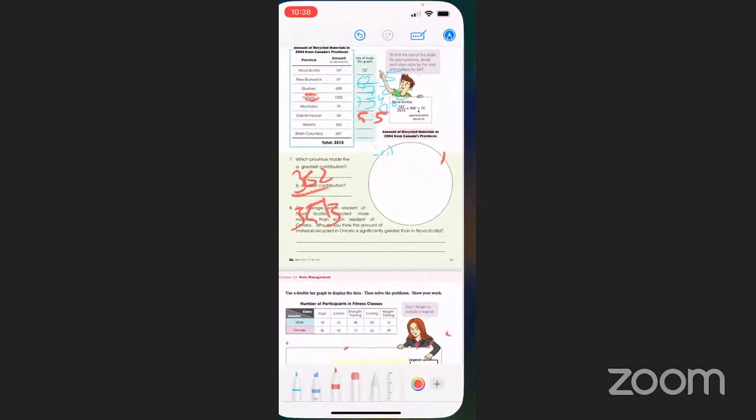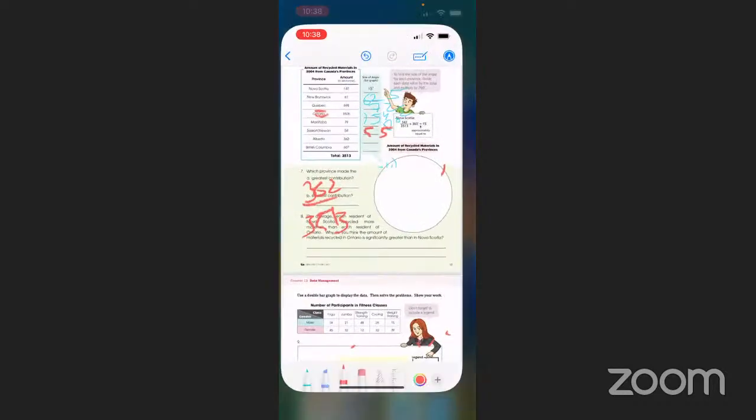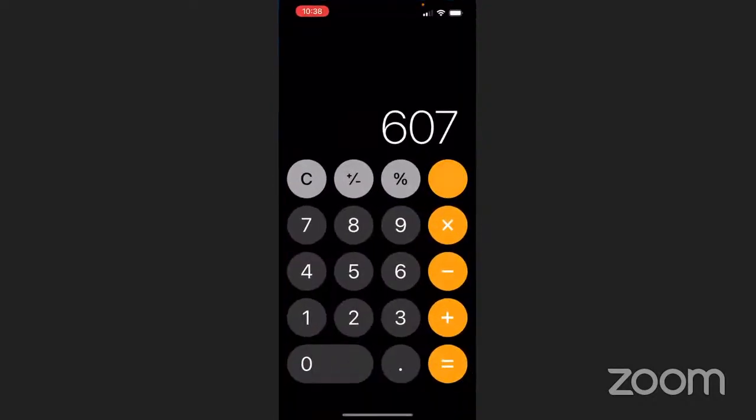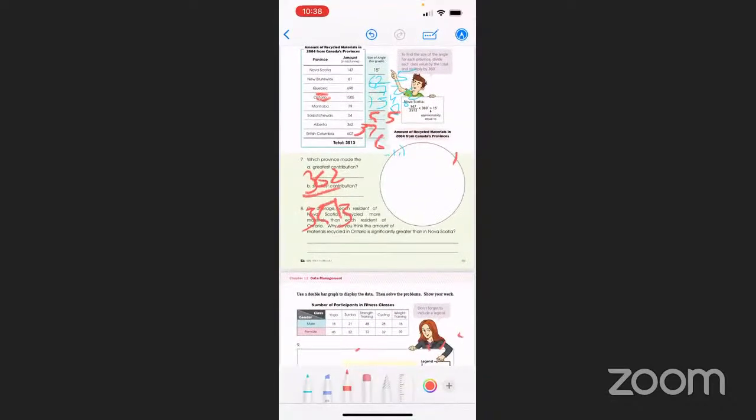You do Alberta, I will do British Columbia. I'm done. What did you get? 37. Let me do British Columbia, 607 over 3513, and then times it by 360, 62.2. Okay, so 62. Let's round to the nearest whole number, so then we can do it that way.